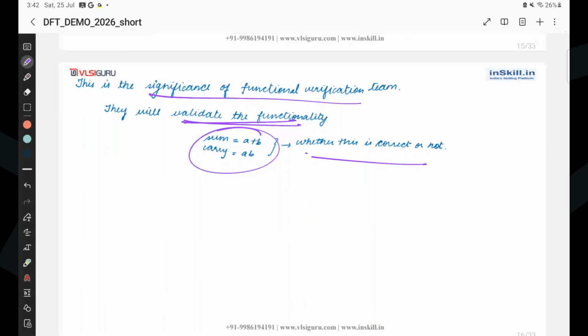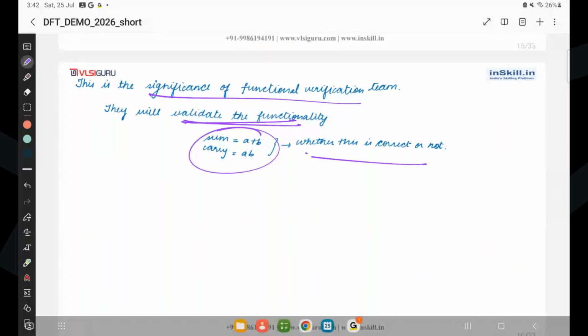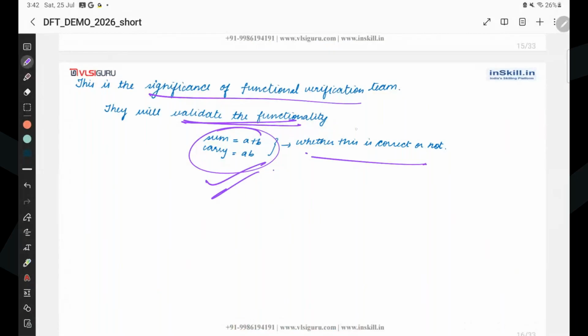They will be checking the functionality over here. Whatever is written, whether this is correct or not, this is what will be checked by the functional verification team. So this is the significance of the functional verification team. They will be validating the functionality.